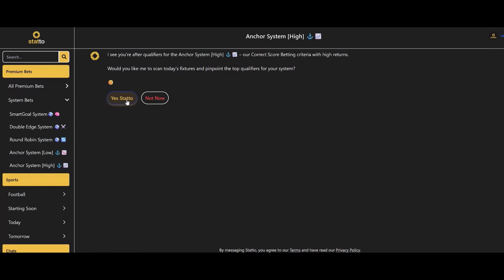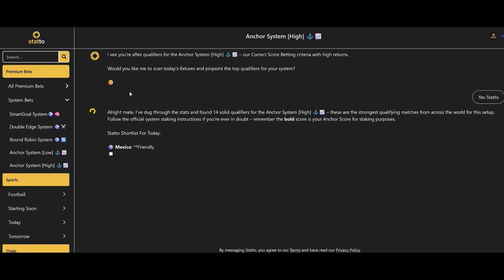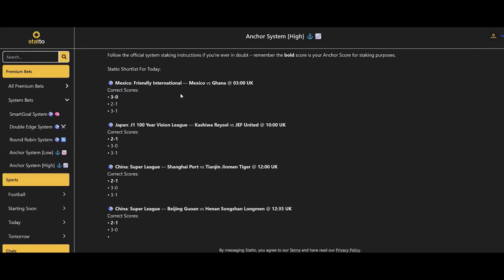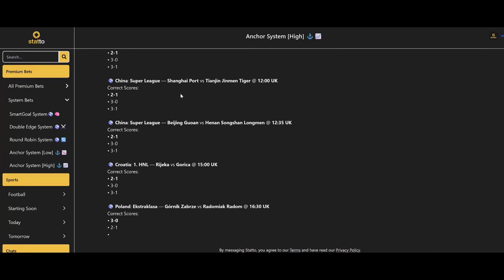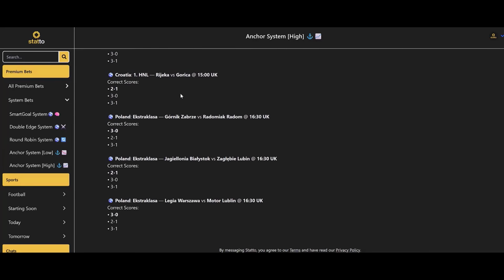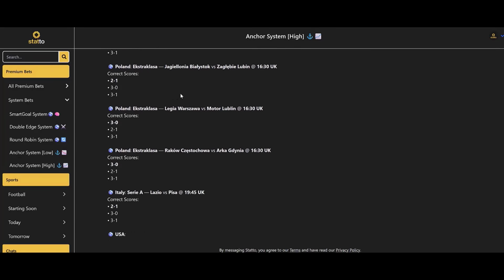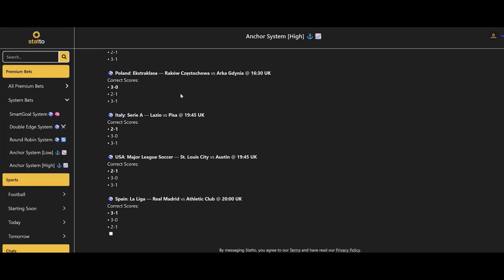Now, let's show you the anchor system high version. You would go inside Statto, click anchor system high, then click on yes, and you would get the Statto shortlist for today for the system bets, which fits Statto anchor system high. And with this one, the big advantage is that you can get bigger returns and bigger profits if you get some winners.